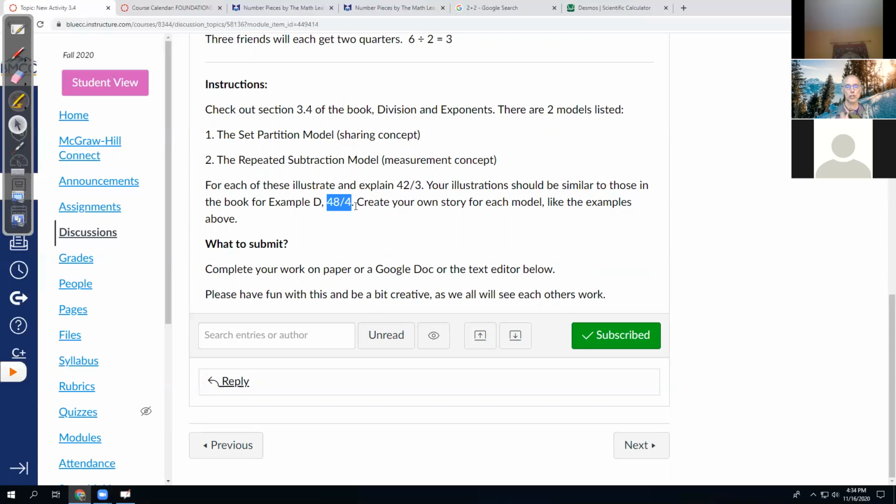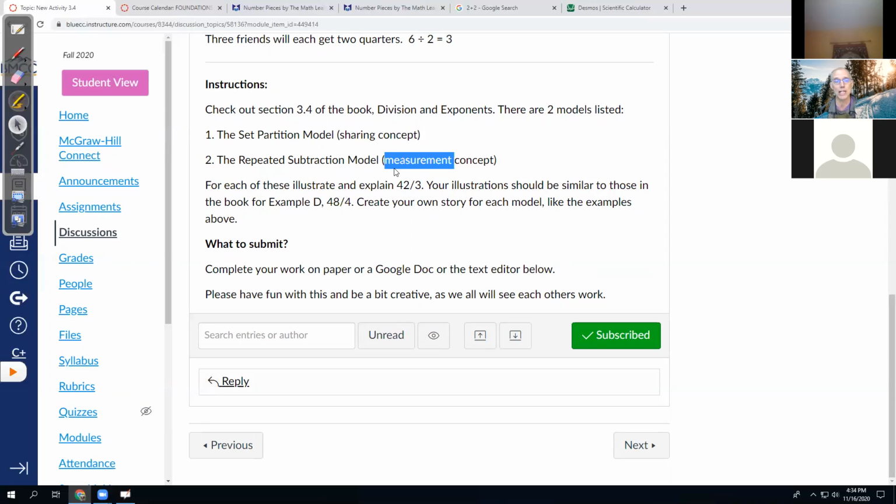So I'm looking for a story and a picture for set partition, 48 divided by 4, and a story and a picture for 48 divided by 4 using repeated subtraction, which the book also calls the measurement concept. Okay, so that is your goal.